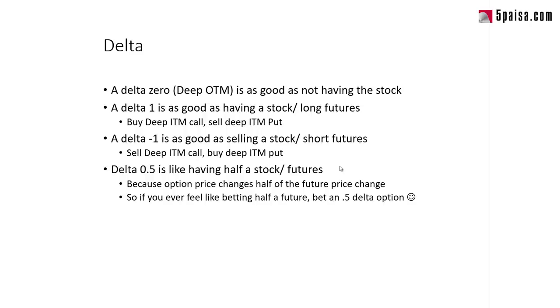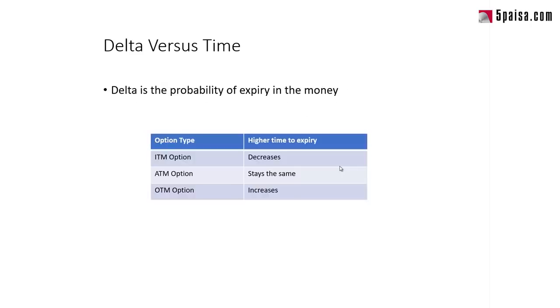And delta 0.5 is like having half a stock or future because option price will change half of the change of the future or the spot price. So like I said before, if you ever feel like betting half a future, better half delta option.